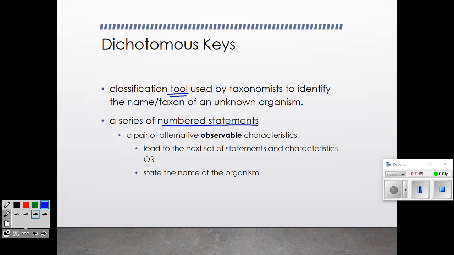And each of these numbered statements has a pair. A pair means 2. Di in the dichotomous key means 2. But it will have a pair of alternative, and by alternative, we mean opposite, observable characteristics. And I put observable in bold because we have to be able to observe this trait if we're going to use this tool to classify organisms.